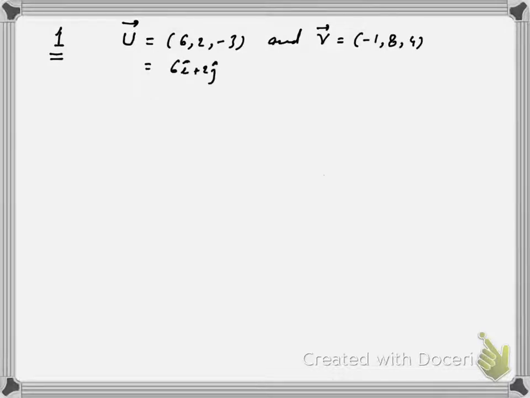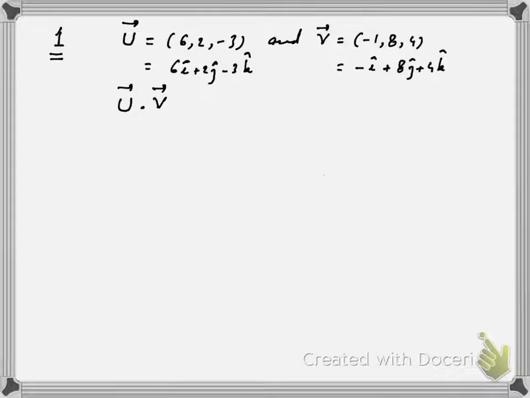For example, u is a vector which is equal to 6, 2, minus 3, and v is another vector, minus 1, 8, 4. u can be written as 6i cap plus 2j cap minus 3k cap, and v can be written as minus i cap plus 8j cap plus 4k cap. And we have to find u dot v, the dot product of the given vectors.